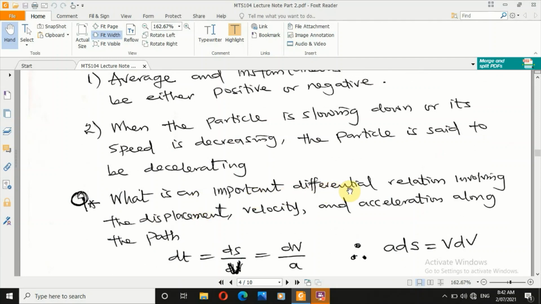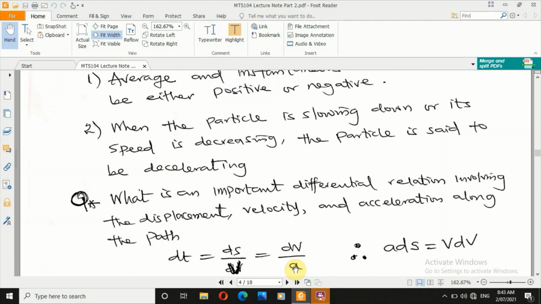What is an important differential relation involving the displacement, velocity and acceleration along the path? Now let's take a look at this very well. What we are asking is: is it possible for us to come up with a differential relation that has to do with time, displacement, velocity, and acceleration?